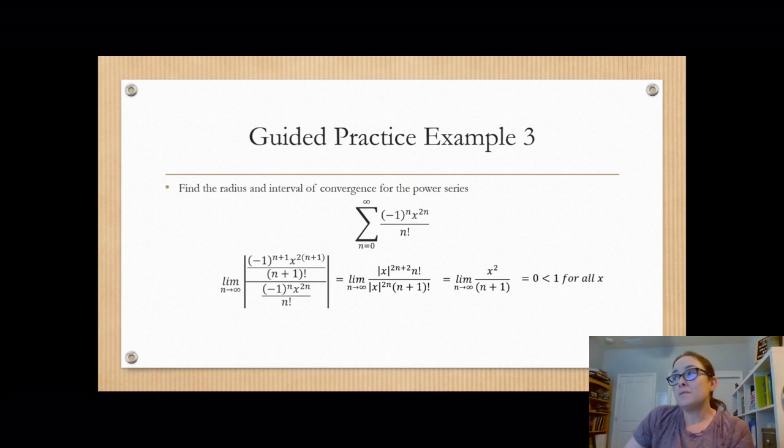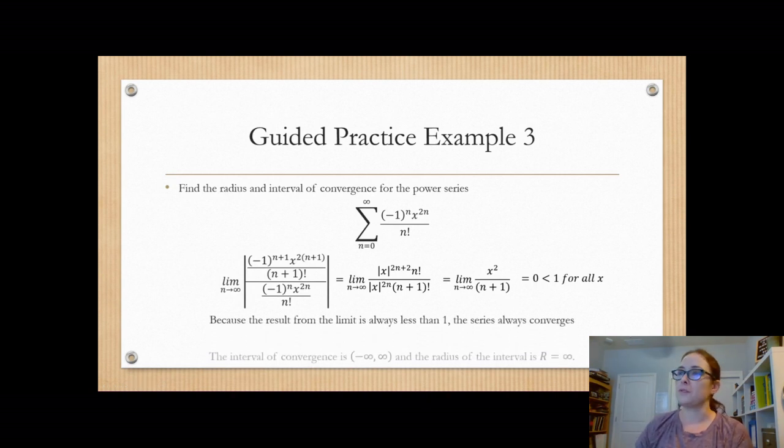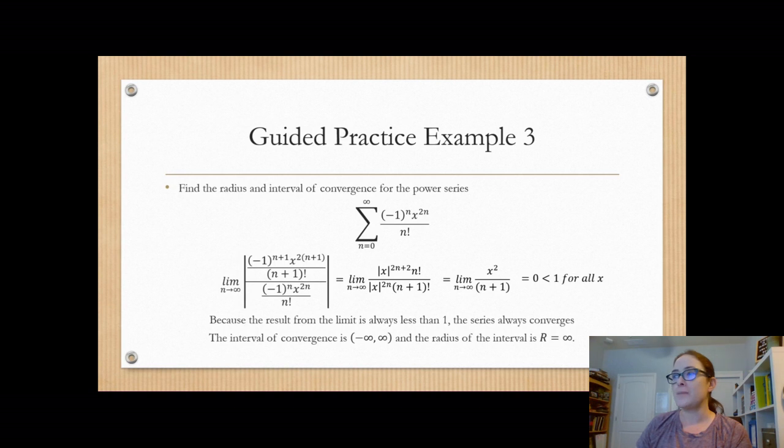So that means that this one converges everywhere. When I get a value that's always less than 1, when I get an actual value with no x in there, so it really just happens when I get 0. Then that means that the series converges for all x values. So I get the other extreme, where my interval of convergence is negative infinity to infinity, and the radius of convergence is infinity. So the other short case.